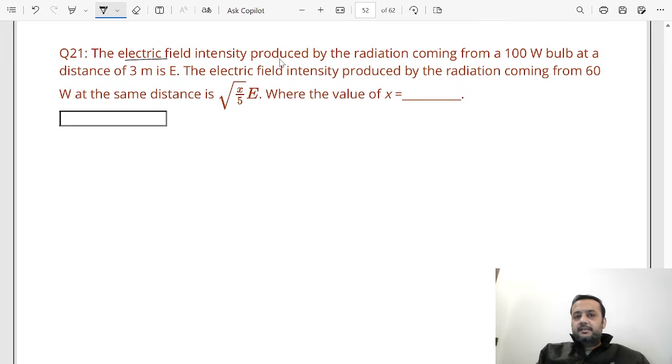The electric field intensity produced by the radiation coming from a 100 watt bulb at a distance 3 meter is the electric field produced from a 60-watt bulb at the same distance.